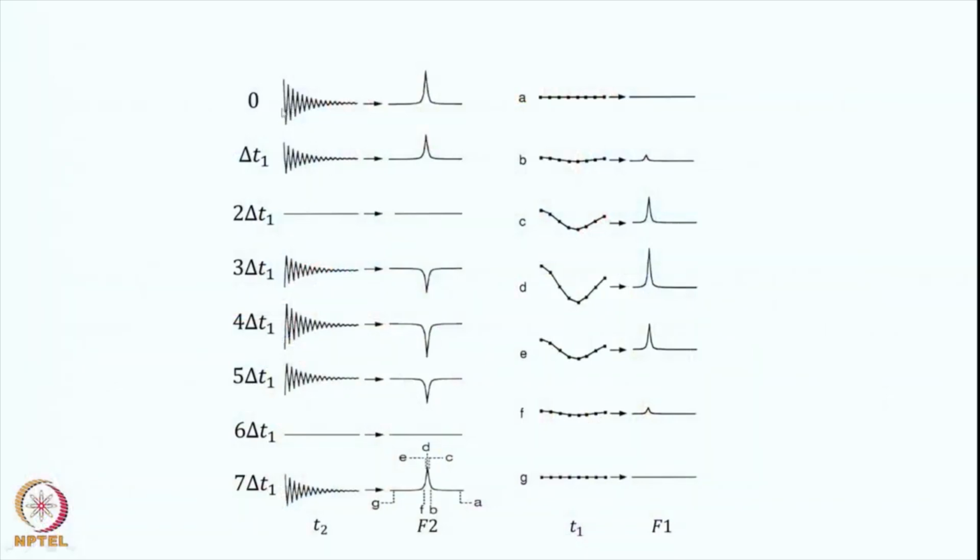Here you have the first data point, the time t is equal to 0, you have the first FID. Then delta t1 you have the second FID, and 2 delta t1 is the third FID, but there is no signal here. As I said, there will be modulation, and depending upon what the initial point is and how the system evolves, what signal is present, you will have these different kinds of FIDs. So each of these FIDs is different.